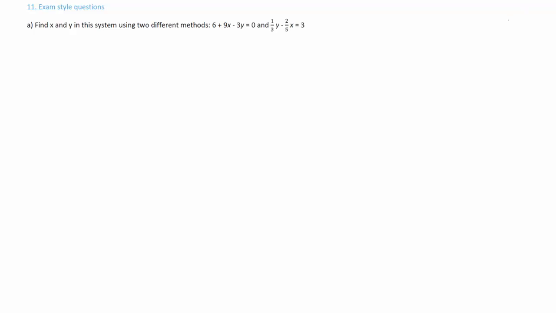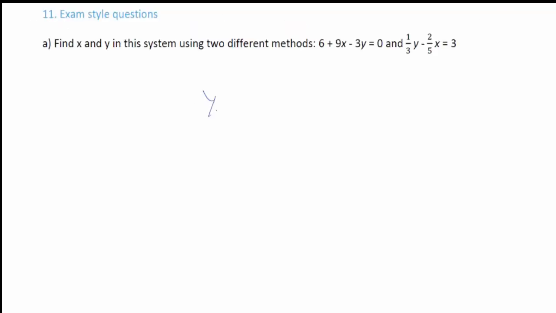Hi, in this problem we've got two equations, linear in fact, and we're asked to find the solutions for x and y which satisfy both equations. Linear equations can be represented by y equals mx plus c. You can see very clearly that the equations given in the problem are not in this format. The first thing to do is rearrange them in this format.